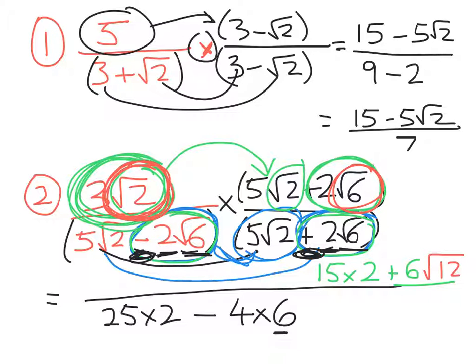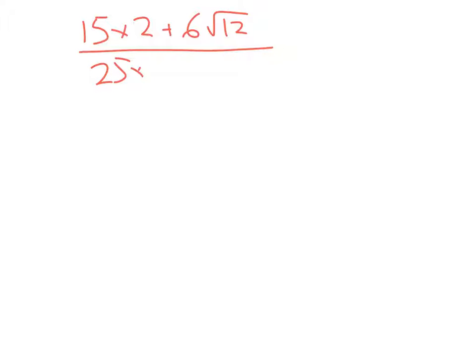Alright, so here comes the new slide now. Okay, so the last line we had on the last page was 15 times 2 plus 6 root 12 over 25 times 2 minus 4 times 6. Now I'm doing this one without having all the working done already. It's quite easy using the tablet to muck it up. So please, can someone in my class let me know if there are any problems with this one. But I think I've copied that over from the last slide.